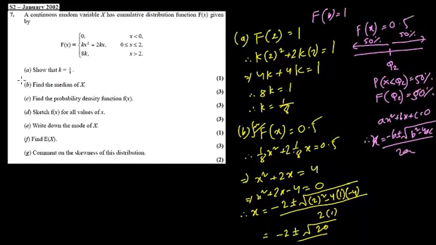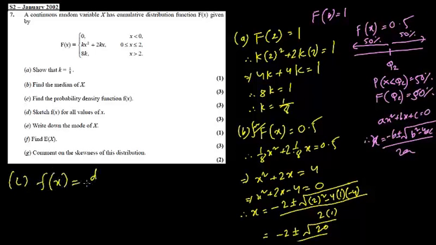They didn't mention anything about decimal places, so 3 significant figures is pretty standard. Now we have to find the PDF. Remember, PDF is an instance of the probability, while CDF is cumulative, that means total probability. So from the CDF, we have to find the derivative.